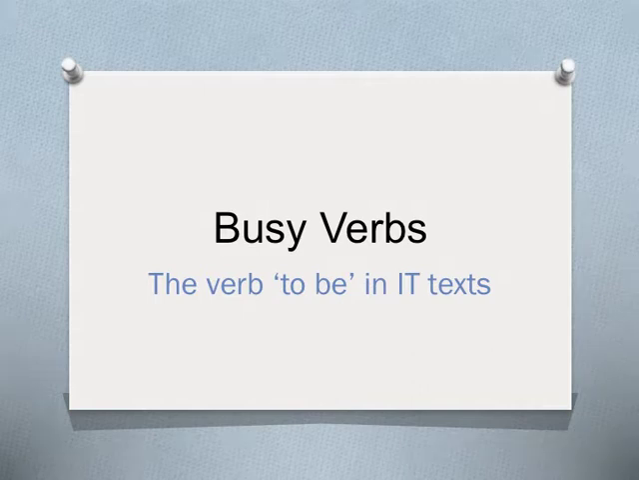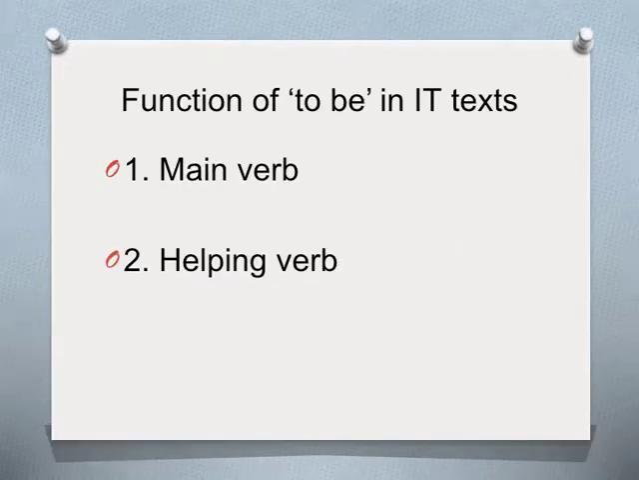We have in English what I call busy verbs. And today, we are going to look at one of these, the verb to be, as it is used in information technology texts. The reason I call them busy verbs is that to be, for example, has two main functions. One is as a main verb, and second as a helping verb.